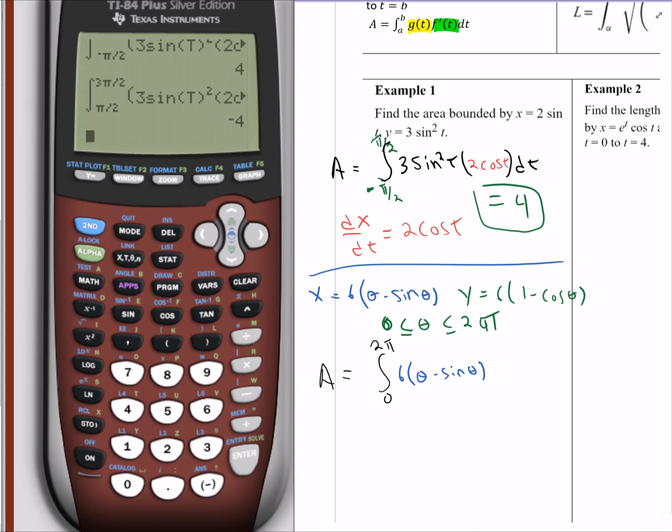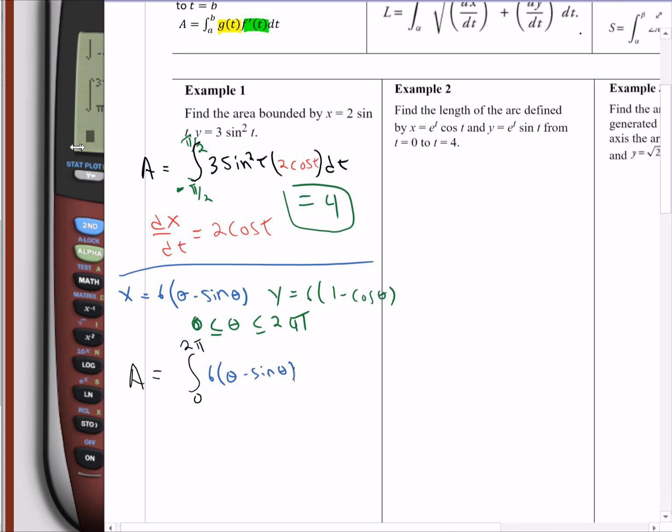I need to erase. Let's stretch this out so I actually have the eraser available. We're doing the y piece goes here, right?